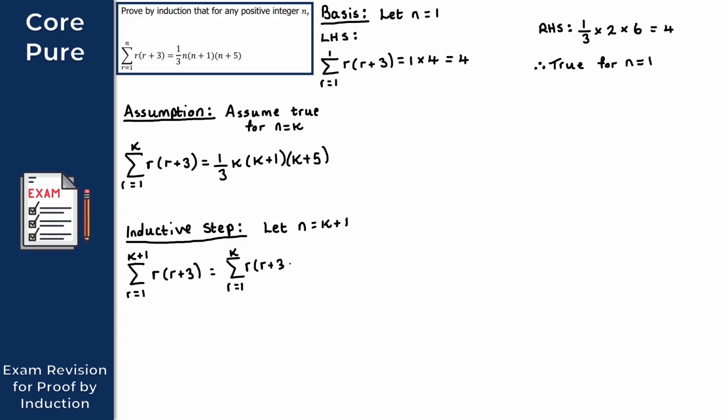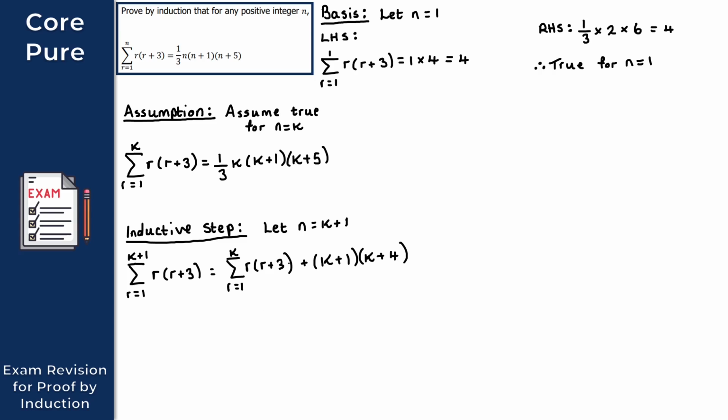So basically what that gives us is the result from the previous step, which we know is true for n equals k, or we assumed is true anyway for n equals k. And then we have the very last term in this summation. So in that case, we add on k plus 1 times k plus 4. So that's the very last term in the summation.